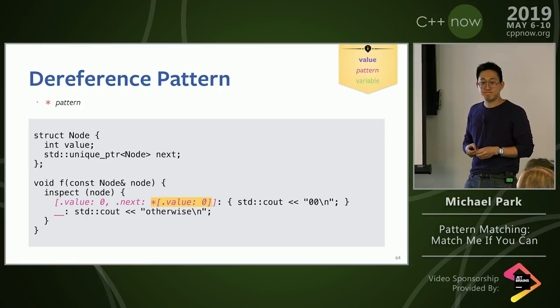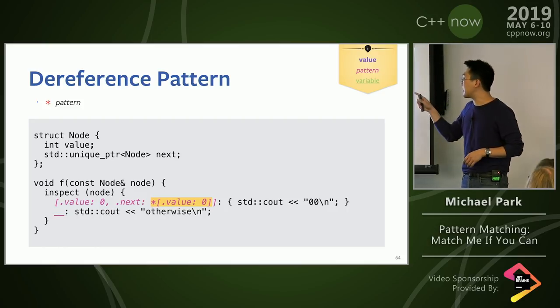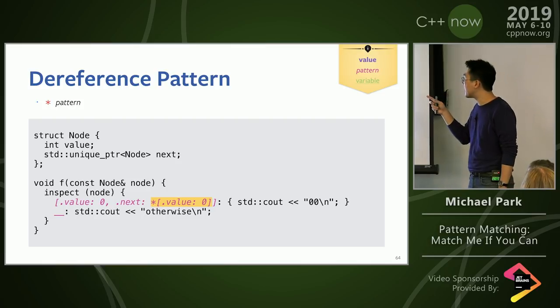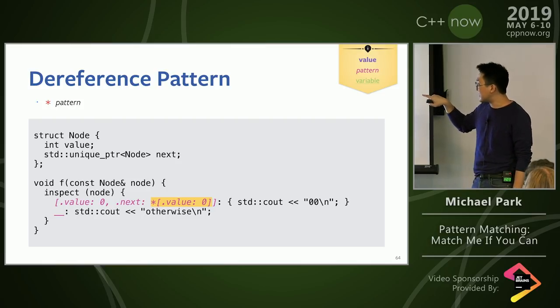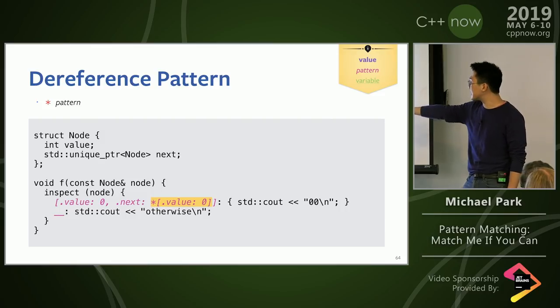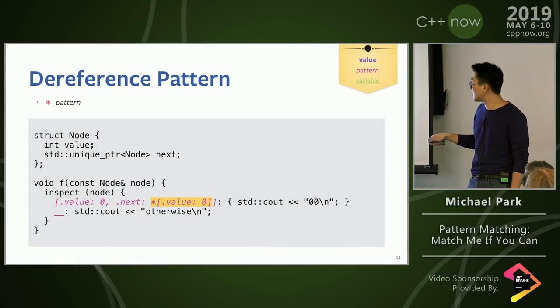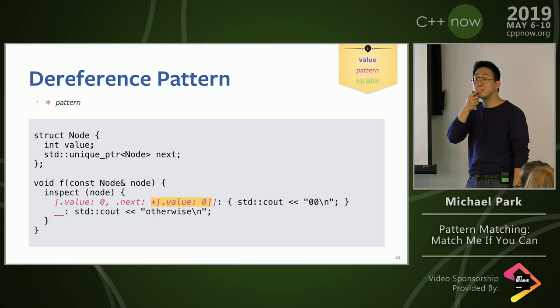So, question? Can you provide a bit more comments about the expression if next exists? You said if next exists. Right. The question is, can I elaborate on the next part? So what I mean is, the unique pointer next, if that is non-null, then we will dereference the unique pointer and match the next node with the pattern. Sure. So if next was null, then this pattern would not match at all. Second value is after dereferencing next. Correct. So the comment is the second value is after dereferencing next. That's correct.